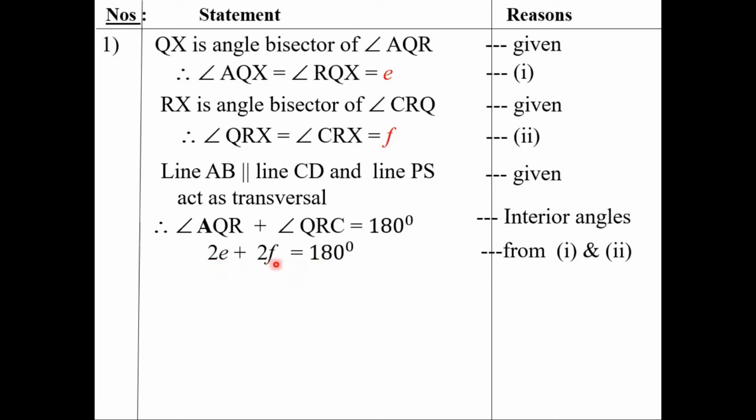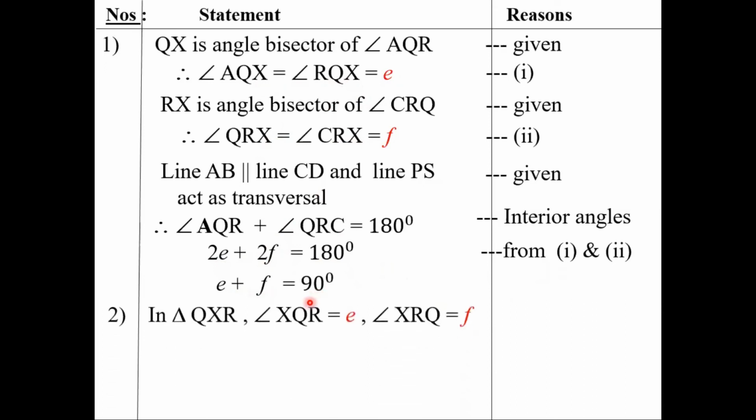Here 2E plus 2F, we are getting the reference from E as well as F, as 2E plus 2F is equal to 180 degree. So from reference equation 1 and 2, dividing the entire equation by 2, the part becomes E plus F is equal to 90 degree. As E plus F is equal to 90 degree, you can take into consideration triangle QXR.